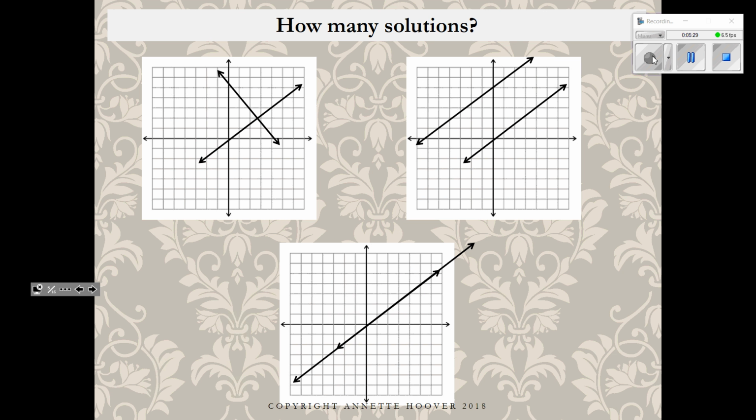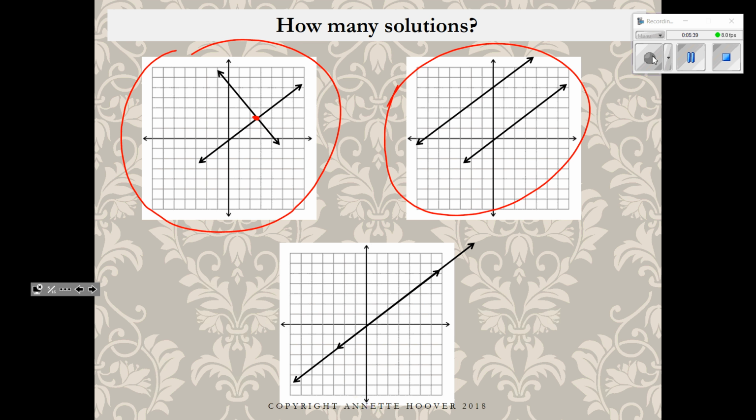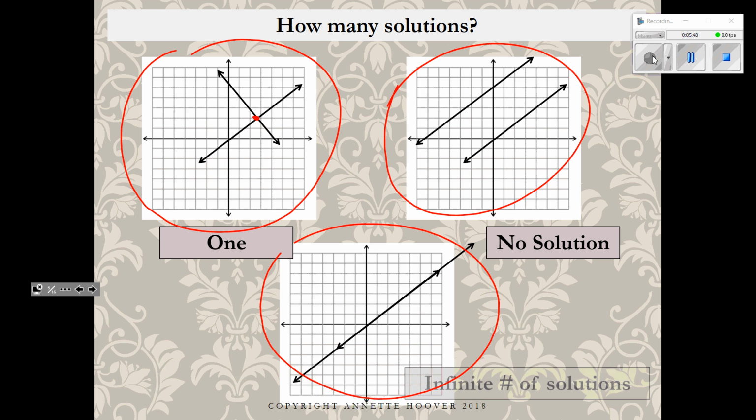So in this first example, how many solutions are there? There's only one solution because it crosses. In the second example, there are no solutions because the lines are parallel. And in the third example here, there are infinitely many solutions. One, none, infinitely many.